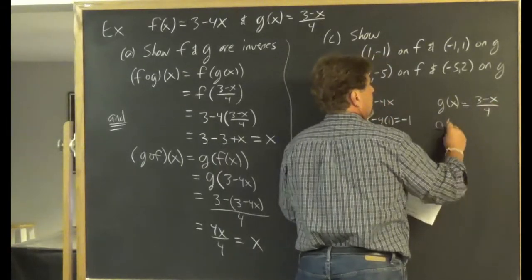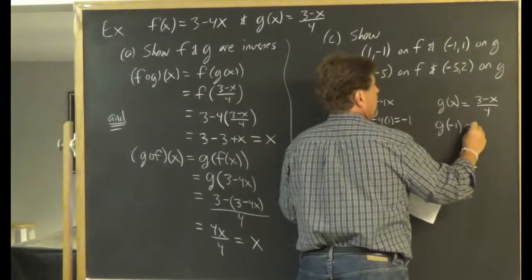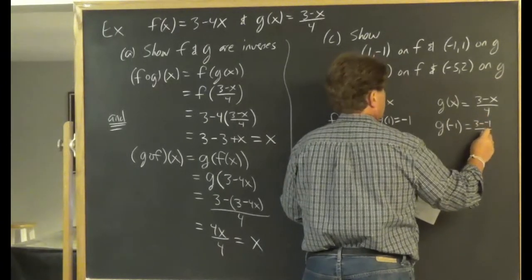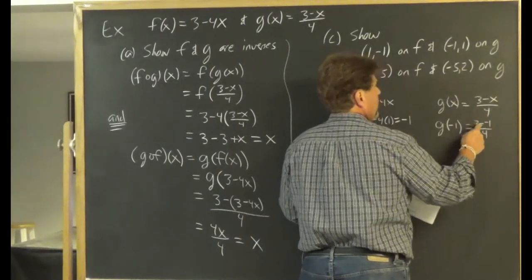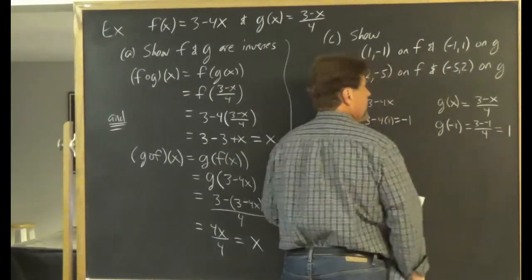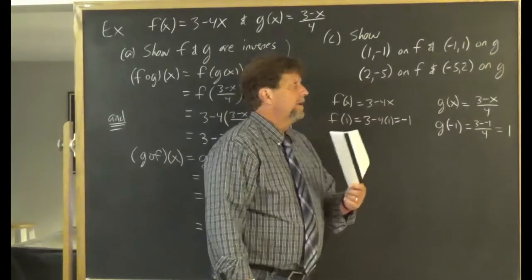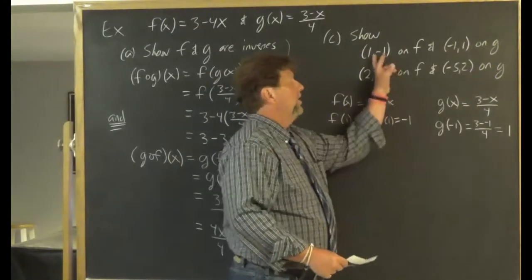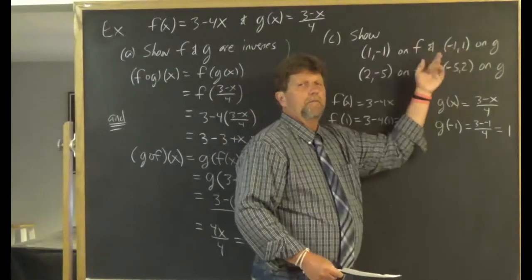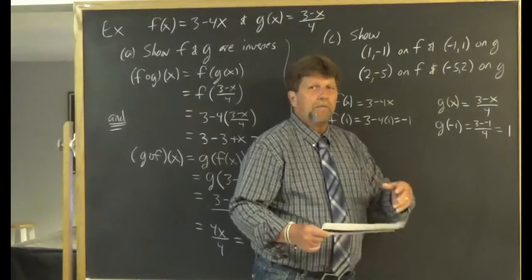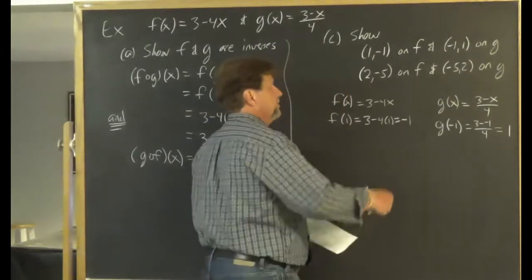So we find the g of negative 1 gives us 3 minus negative 1 over 4. 3 minus negative 1, that's positive 4. 4 over 4 is 1. So we've shown that the point negative 1, 1 is on the graph of g. And notice how the coordinates are just swapped. It's building up something we'll look at when we get back to the slides.